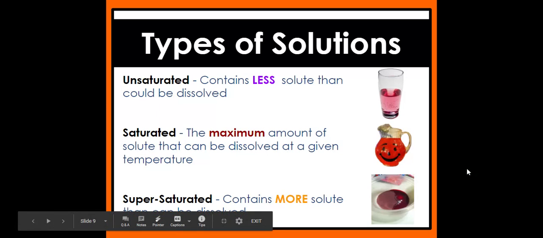And then our supersaturated solution, as you can see down here, you have the dry portion, you have the wet portion. The supersaturated solution means that you have more solute, or the material being dissolved, in this case your Kool-Aid packet, than can be dissolved. That means there's not enough of your solvent to dissolve the Kool-Aid powder. Okay? So that's supersaturated.